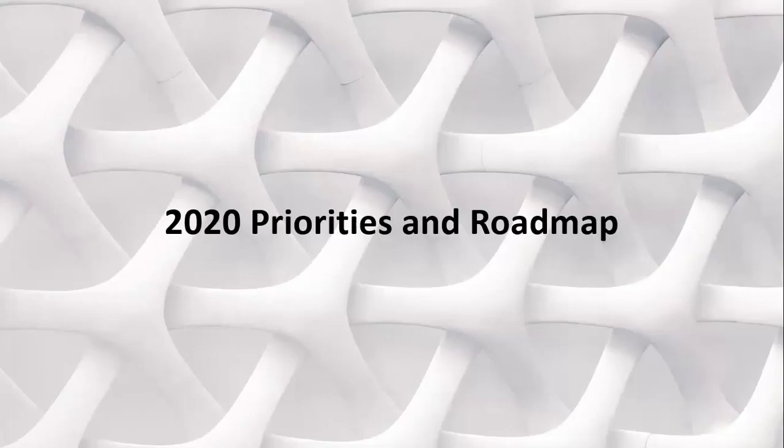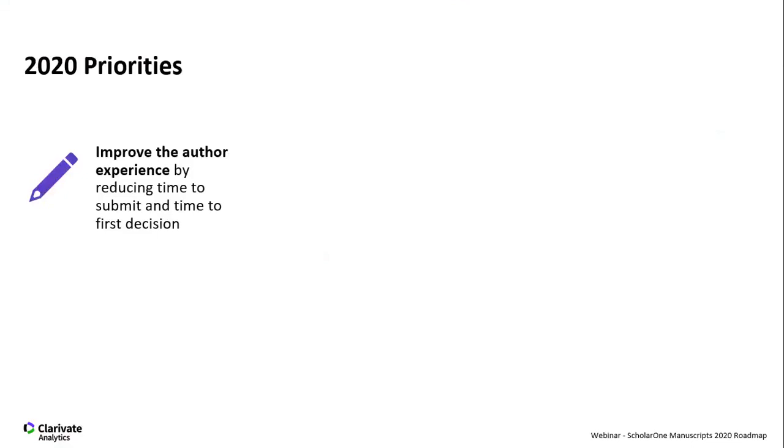So now let's talk a little bit about 2020 priorities and roadmap. We've got 6 of them for 2020, and these are continuations in a lot of ways of priorities that we've had leading up to this point, last year and in some cases the year before.